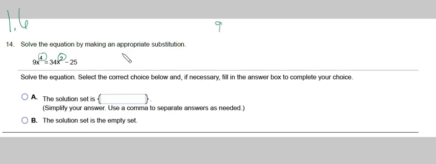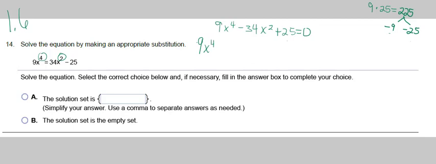I can start then by moving everything to the left, setting the equation equal to 0. Okay, so I'm going to factor by grouping. I need factors of 9 times 25 that add or subtract to be negative 34. 9 times 25 is 225, but if you'll notice, 9 plus 25 is 34. So I can use 9x to the fourth minus 9x squared.